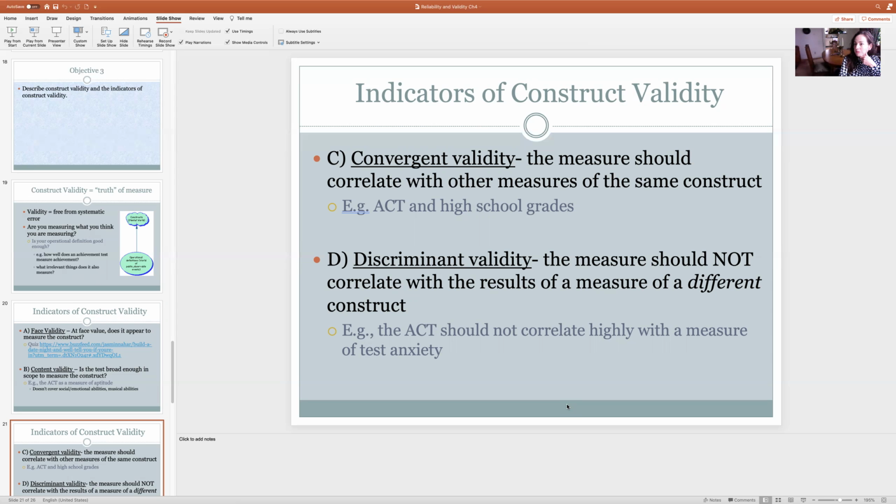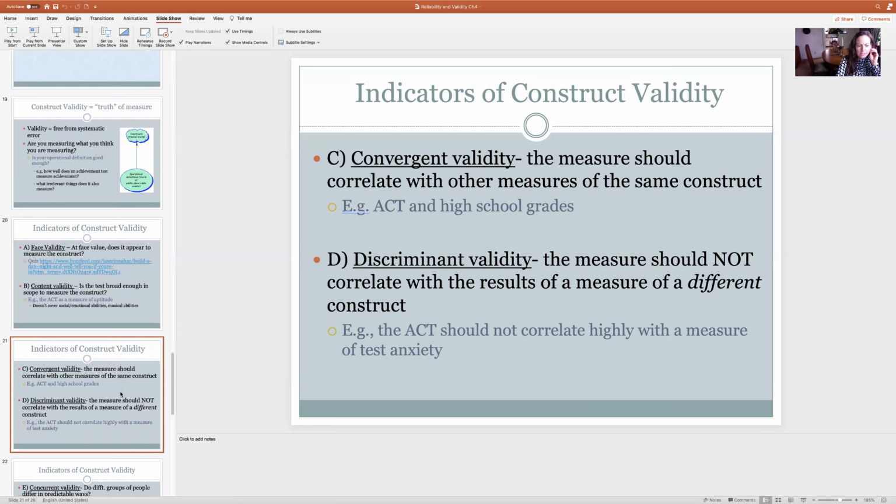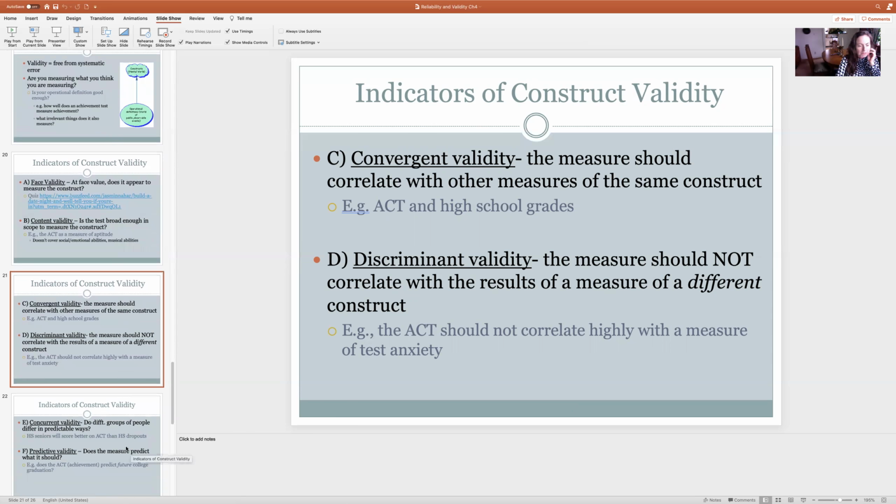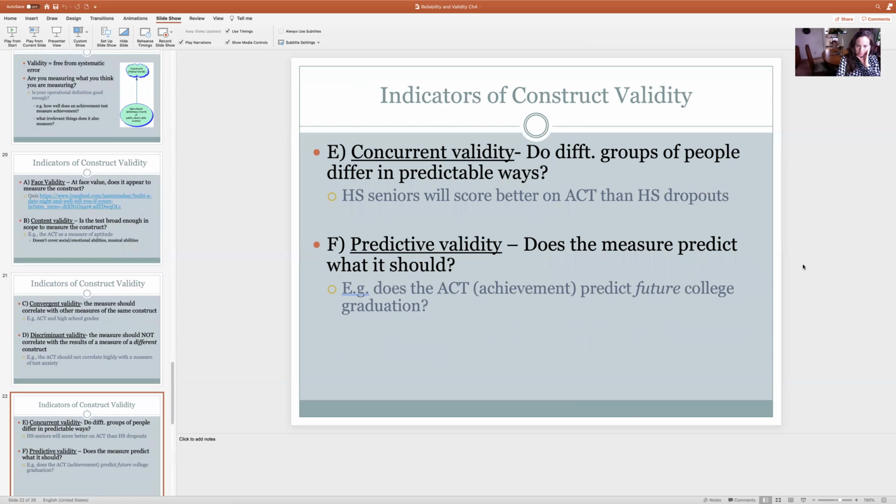So discriminant validity is when something different should not correlate. And then we get a better sense, if it doesn't, that it's not really about test anxiety. Another measure of validity is what's called concurrent validity. And that's two different groups of people. Do they differ in predictable ways?